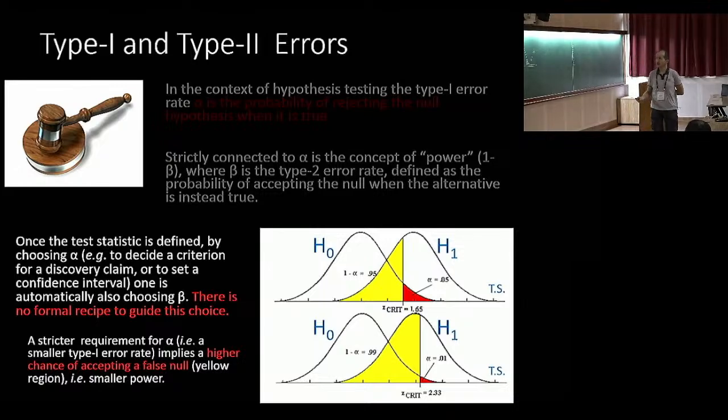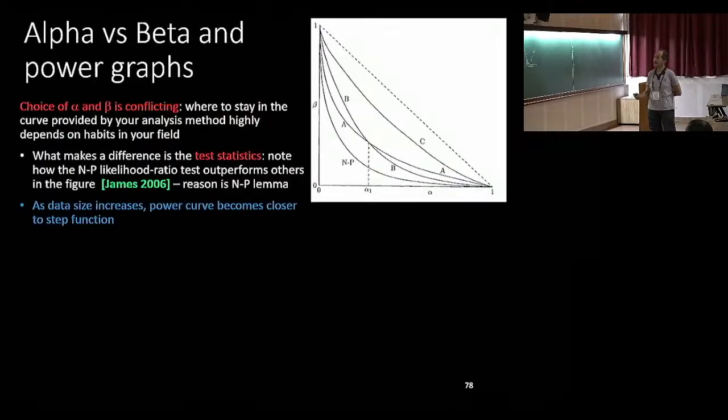Okay, so it's a conflicting criterion, okay? And you can actually put it on a graph, alpha versus beta, and you can decide the different test statistics and plot their alpha versus beta values. And the reason why you can do this is because you can cook up a certain test statistic, and this will be the distribution for the null, and this will be the distribution for the alternative.